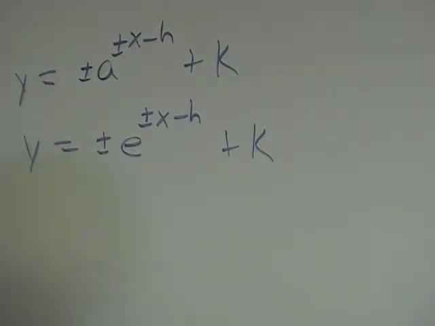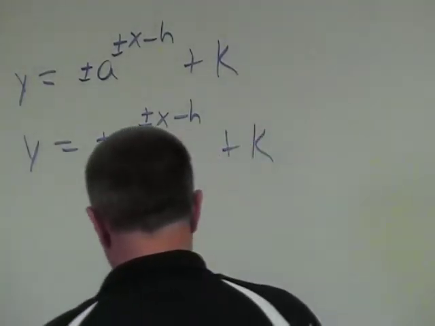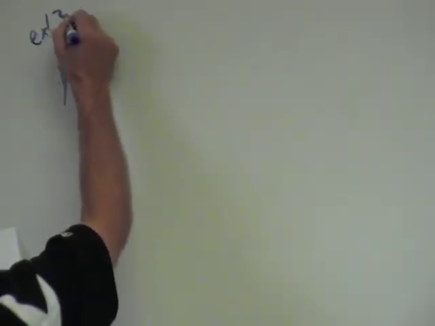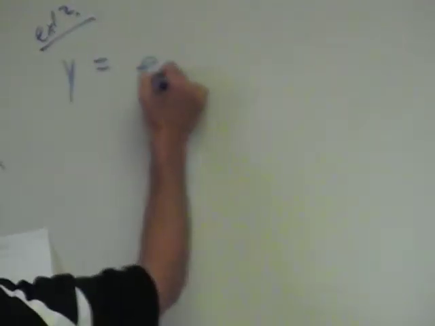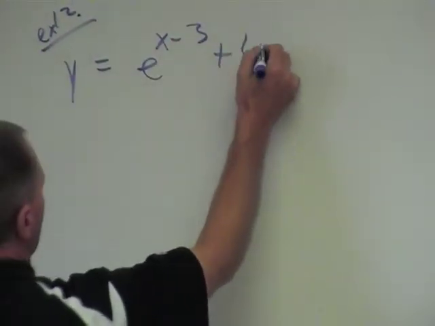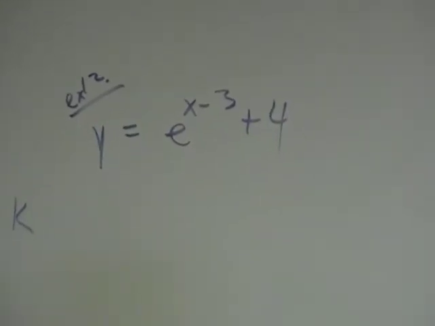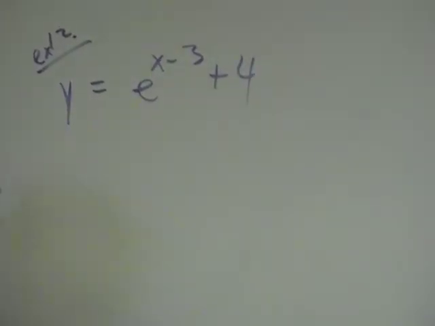So let's see if we've learned our lesson. Probably not. Oh, come on, give yourself some credit. I have to do this. All right, everybody graph this example. Well, y equals e to the x minus 3 plus 4. Stop before you put it in your calculator. Tell me what's going to happen. It shifts up 4 and to the right 3.